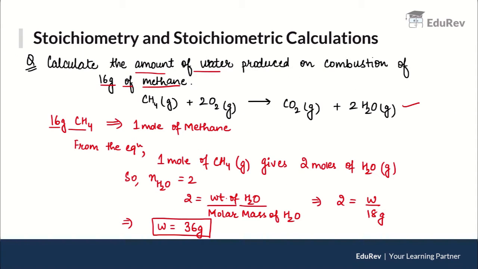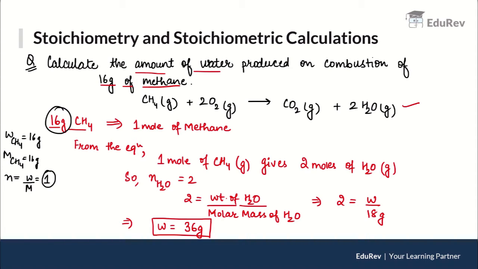Now let us try to solve this question. It says calculate the amount of water produced on combustion of 16 gram of methane. As per the question, we are provided with 16 gram of methane. So can I say that W, that is given weight of methane, is 16 gram and molar mass of methane is 16 gram only, right? That means if we calculate its number of moles, it is given by W by M of methane, so it comes out to be 1, right? That is why I have written here that 16 gram of methane implies 1 mole of methane.